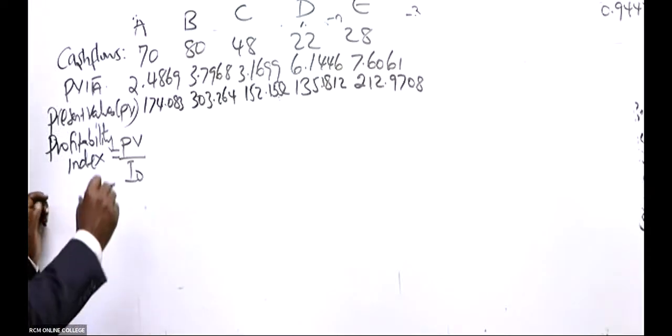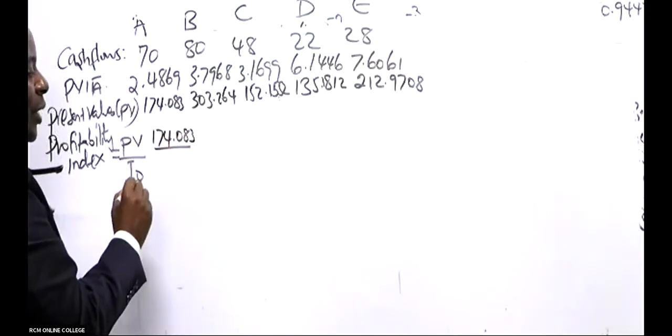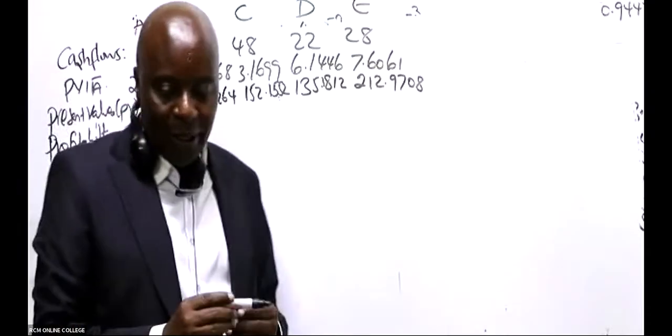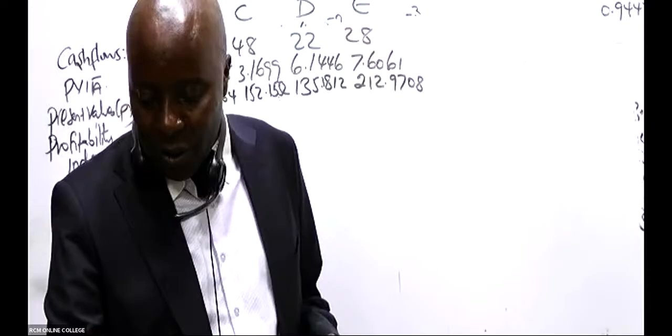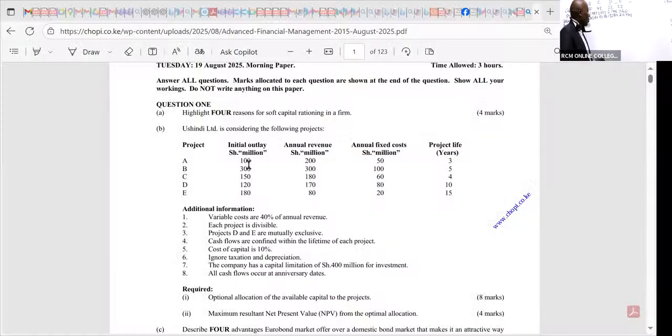So the present value, like for A, is 174.083. What is the initial outlay? The initial outlay is given in the question. It's 100. Let me share my paper here just in case somebody has not been able to pick it. So the initial outlay for A is 100. B will be 303.264 divided by the initial outlay for B, which is 300.